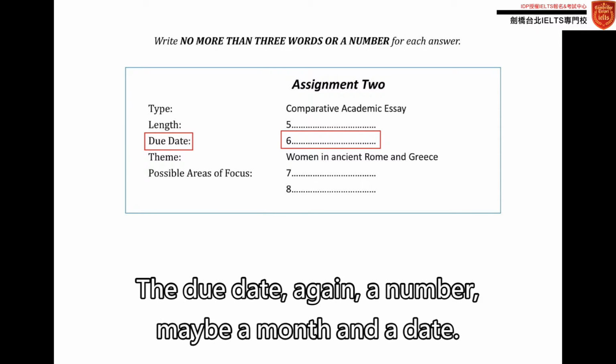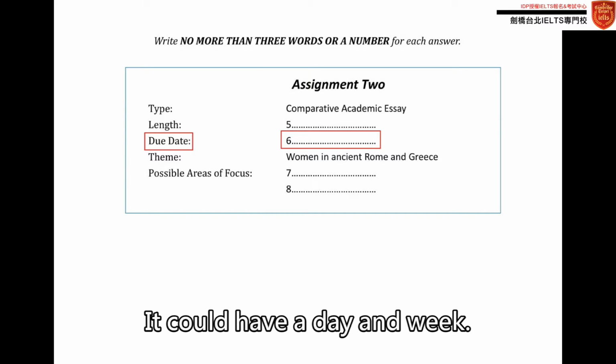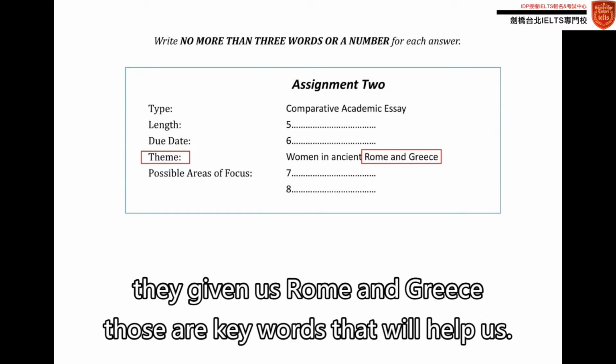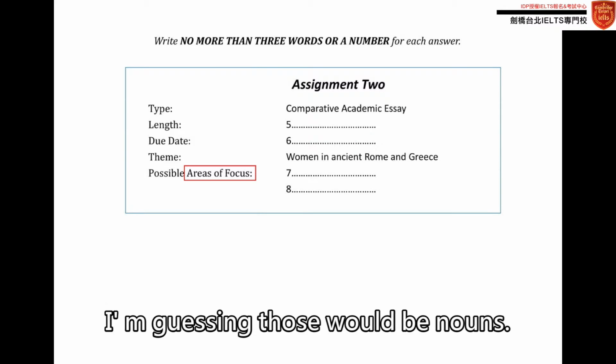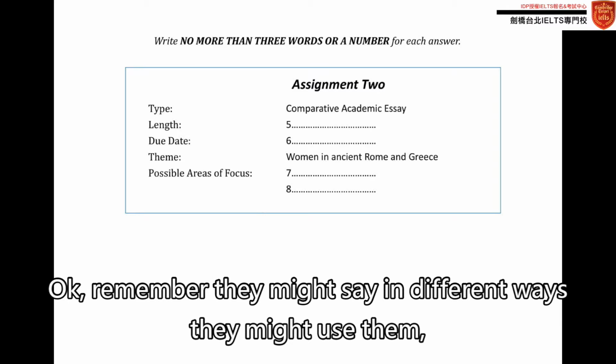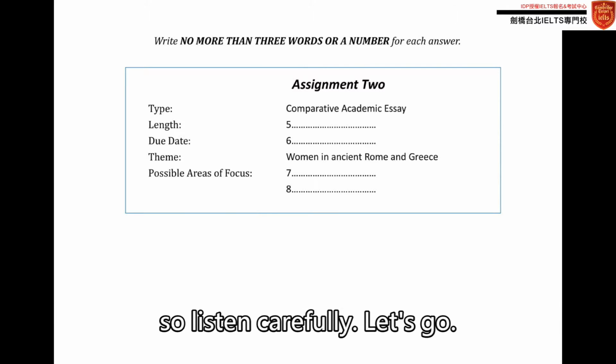The due date, again, a number, maybe a month, and the date could have a day of the week. And then they're telling us the theme. They've given us Rome and Greece. Those are keywords that will help us. And after we hear about Rome and Greece, we're looking for the areas of focus. I'm guessing those will be nouns. Okay. Remember, they might say it in different ways. They might use synonyms, so listen carefully.